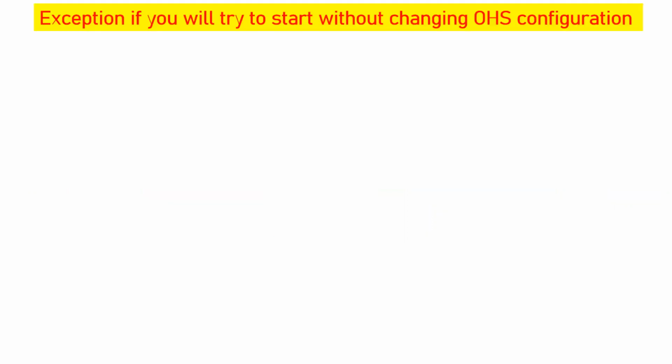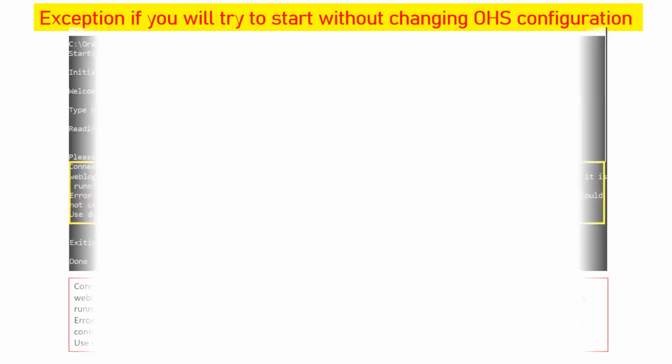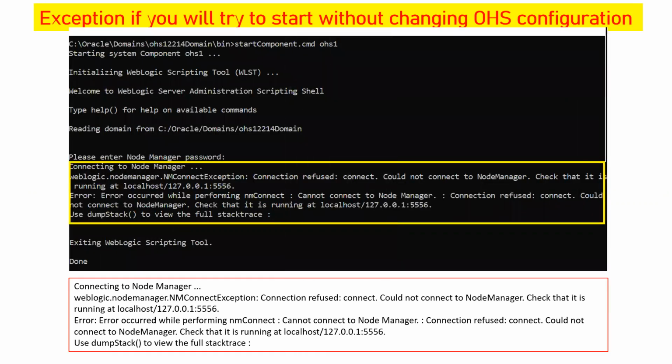If you try to start by just changing the node manager's port, without asking OHS to look for a different port, you will see an exception in the log file, or even when you start your OHS component: connection refused, could not connect to node manager, check that it is running at this IP address and this port 5556. This is the error you will see on the screen when you change only the node manager port without prompting the OHS that you have changed your node manager port.